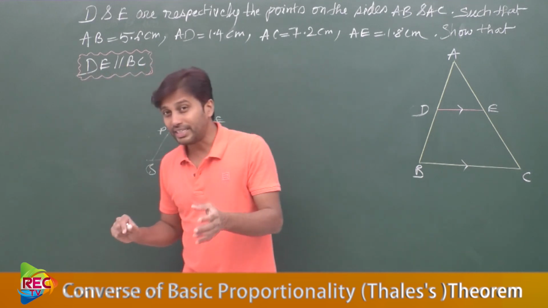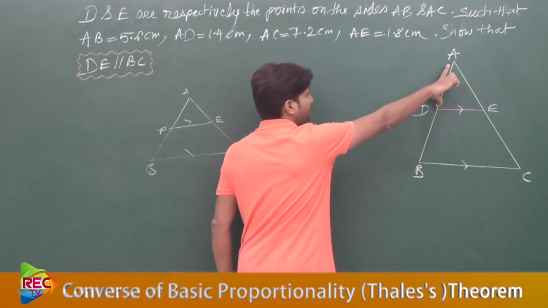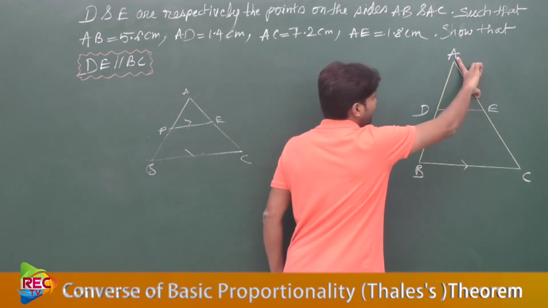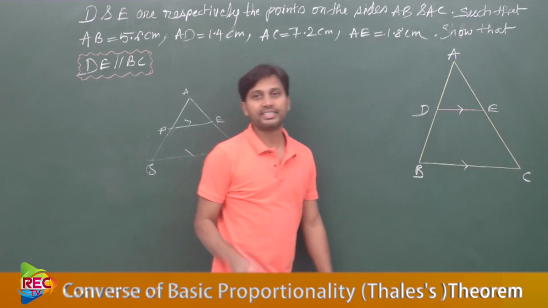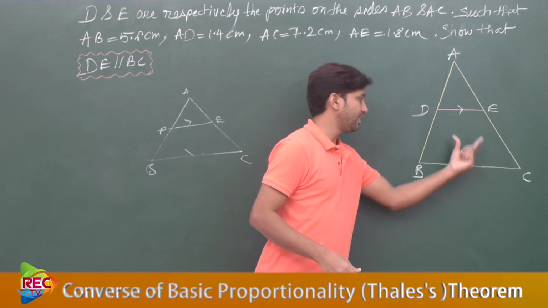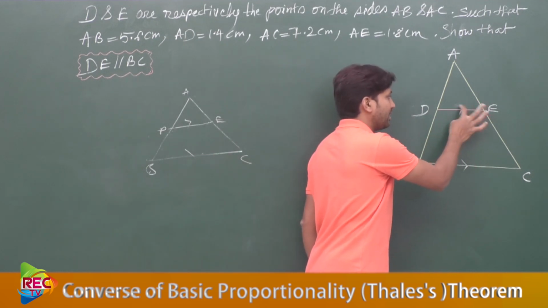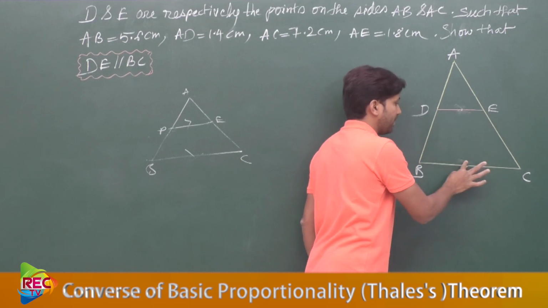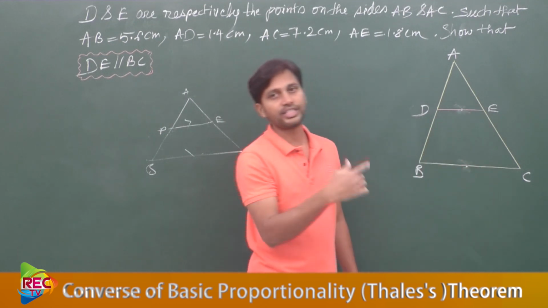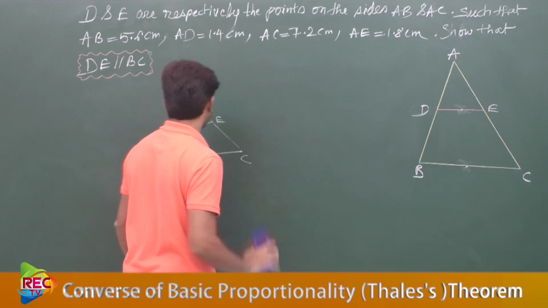So we need to show that DE is parallel to BC, which means we need to show that the ratio between AD and BD and the ratio between AE and EC are equal. Then it is sufficient to say that DE is parallel to BC. Actually it is not given parallel in the beginning. We need to prove it. We need to show that these two are parallel. So let us start doing that.